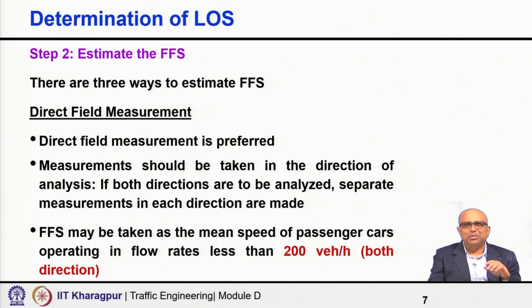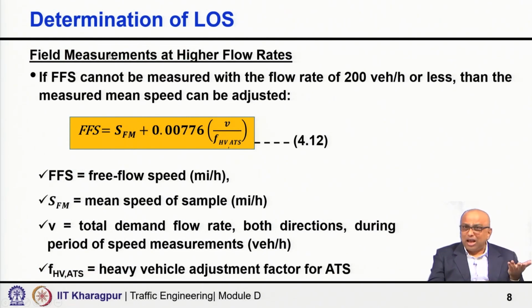Now, the second alternative method is again a field measurement, but suppose for some roads you are not getting this range of flow, you are not able to observe it, because of the traffic demand, because of the variety of purposes and functions the two lane highway segments serve. So, there could be some two lane highways which are really busy, right, and you may not be able to observe a flow level less than 200 vehicles per hour to measure the speed. So, in that case the actual field measurement is done at higher flow rates.